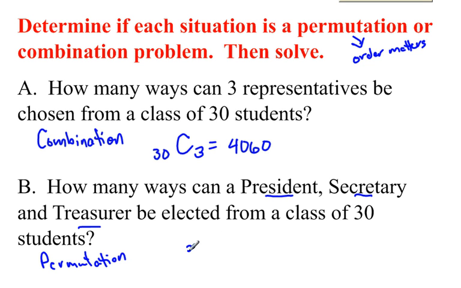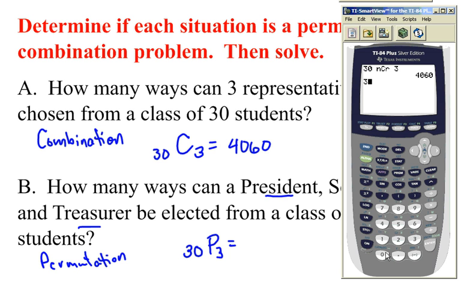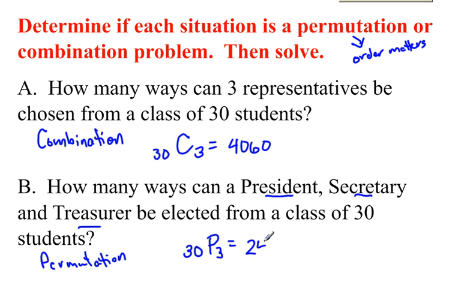So now we're going to go 30 P3. And so same idea, 30, math, arrow to the left, permutation 3, and now we've got 24,360. In general, your permutation answer is going to be larger than your combination answer because every different order is another case.